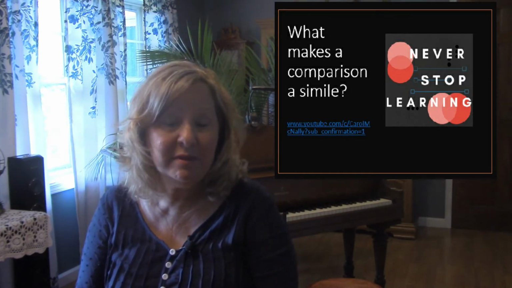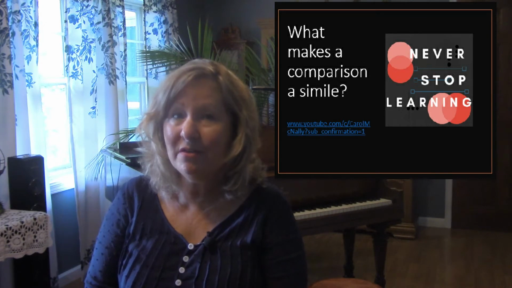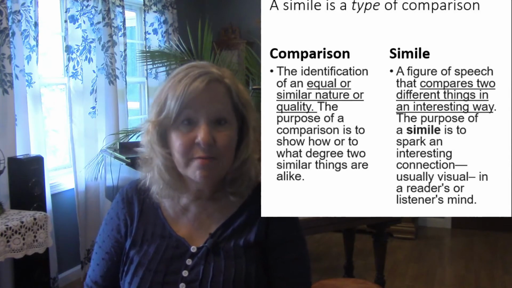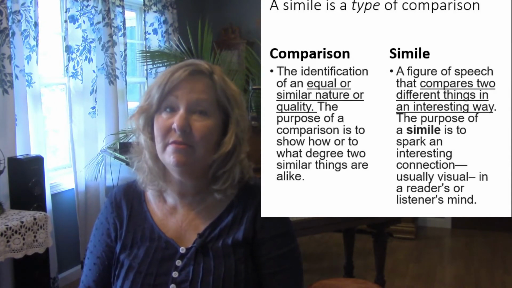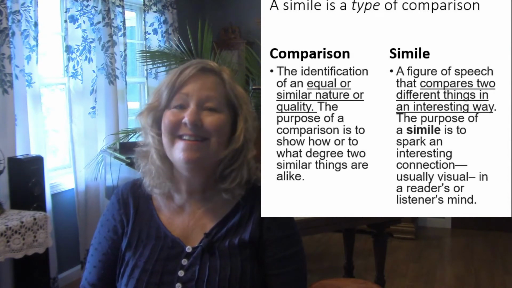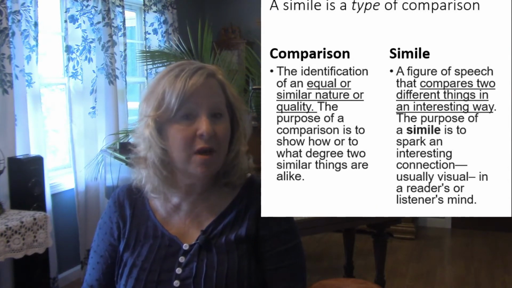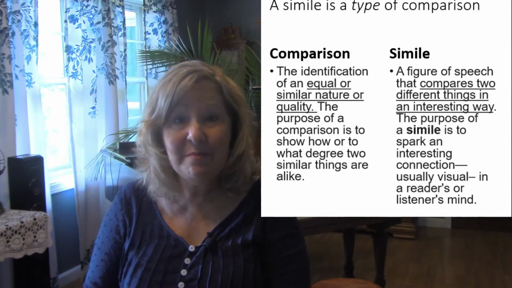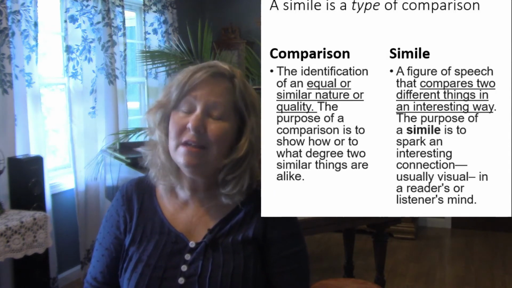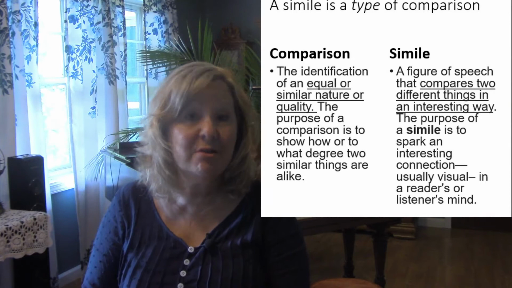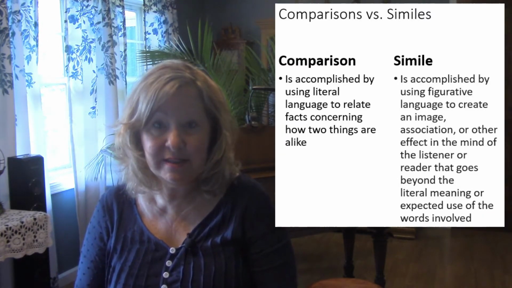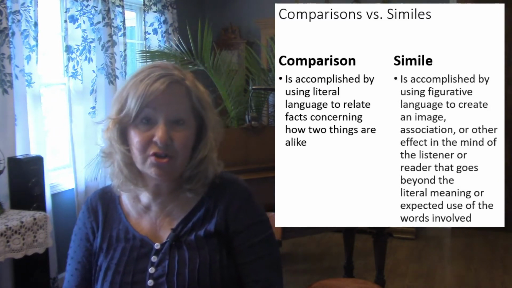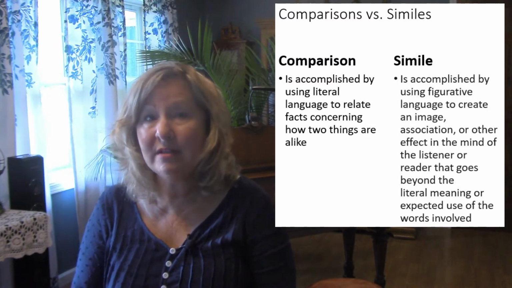How do we know we're writing a simile and we're not just writing a literal comparison? Well, a comparison looks for qualities that are the same between two very similar things. On the other hand, a simile compares qualities of two very dissimilar things. A simile is a type of figurative language, whereas a comparison is a type of literal language. A comparison uses literal language to relate facts about how two things are similar or alike in some way.